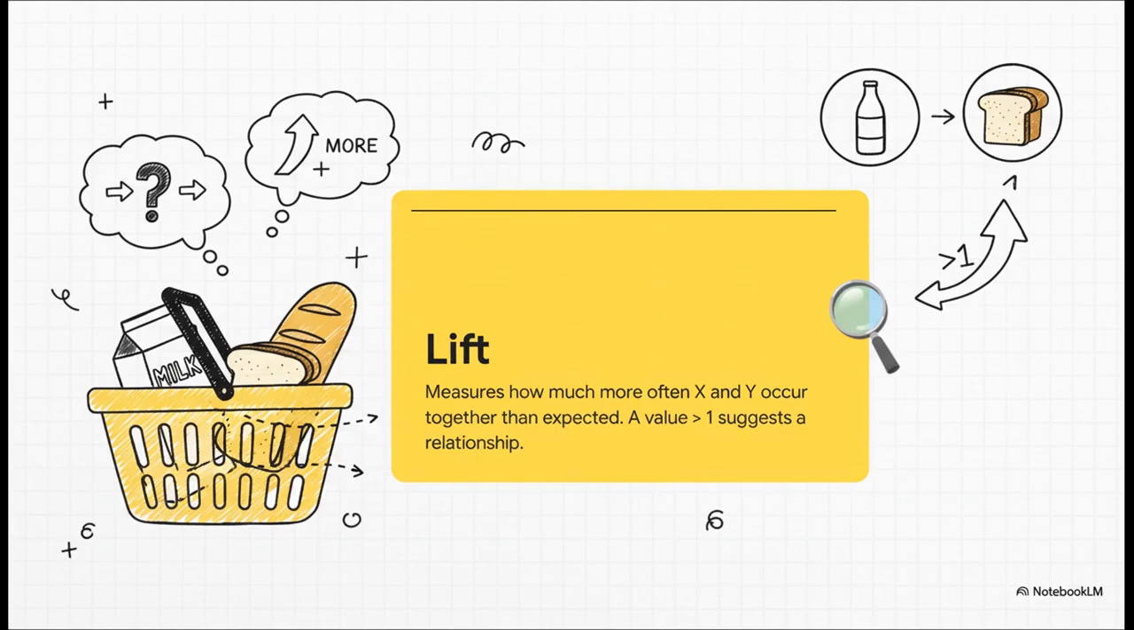Lift tells us how much more likely someone is to buy Y when they buy X compared to just the normal chance of them buying Y. A lift value that's greater than 1 tells you there's a real relationship there.